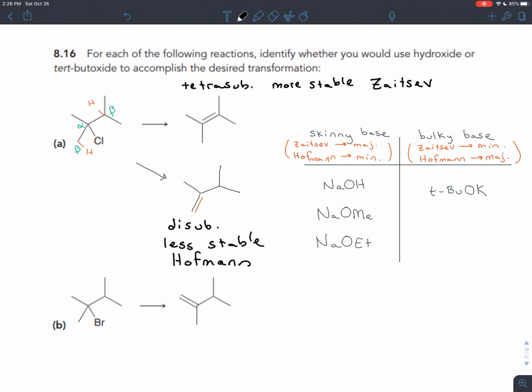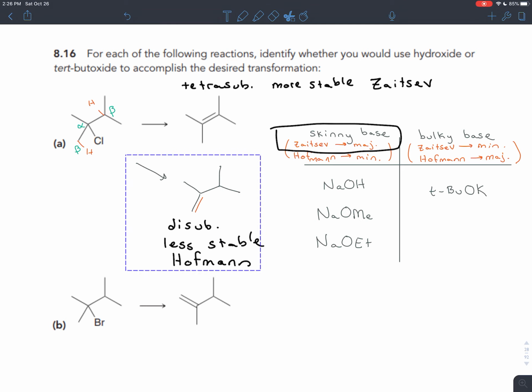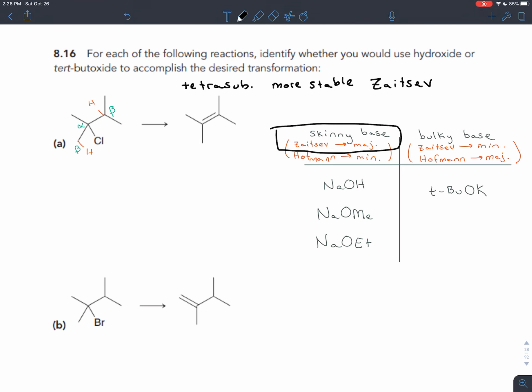So, what they told us to make was the Zaitsev product. Now, if you want the major product to be the Zaitsev product, then you want to use a skinny base. Notice, if you use a bulky base, the Zaitsev product is the minor product. We want it to be the major product, so we're going to use a skinny base. We don't want the Hofmann product, we want the Zaitsev product, so we use a skinny base. Hydroxide is a skinny base. They asked us, should we use hydroxide or tert-butoxide? We're going to use hydroxide, because that's a skinny base, and that will give us the Zaitsev product as the major product.